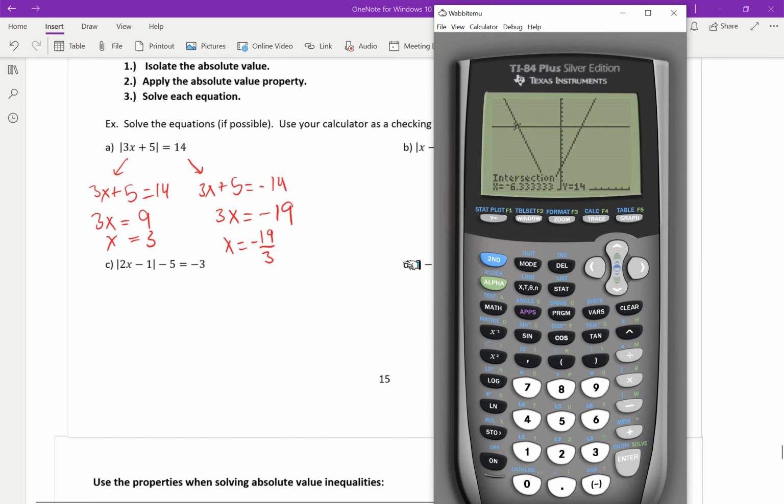Was that one of the solutions that we found earlier when we did it by hand? Well, we found this solution, negative 19 over 3. Negative 19 divided by 3 turns out to be negative 6.333333. So that's this solution right here, the leftmost solution. Now let me find the rightmost point of intersection. So we said second calc, and what we want is intersect. Enter. So let me follow the first curve to where I think the second point of intersection is.